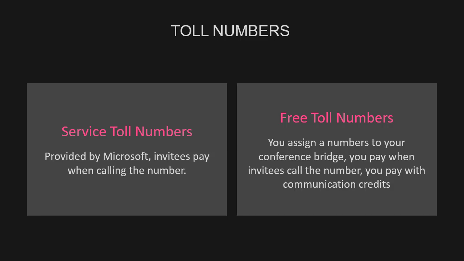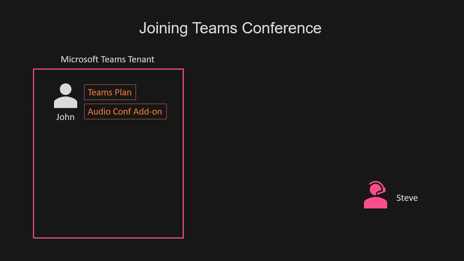Here is how it works. You are John and you have both a Microsoft Teams plan and you have purchased the audio conferencing add-on and assigned it to your user in the Office 365 Admin Center. When you open Outlook and schedule a Teams meeting, your invitees will get an invitation link. They can click on it and join using the Teams desktop or mobile app or using a browser, as we saw. Now they will also get a toll service number.